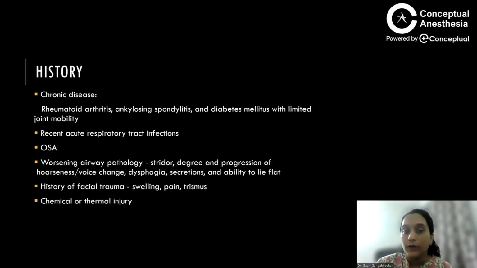You could have chronic diseases like rheumatoid arthritis, ankylosing spondylosis, diabetes mellitus with limited joint mobility. So these are the diseases to watch out for when a patient comes to you with chronic diseases, particularly those that involve small joints. You need to be worried about neck mobility, about the elasticity of the tissues, which will maybe not allow you to intubate as well as you would like to.